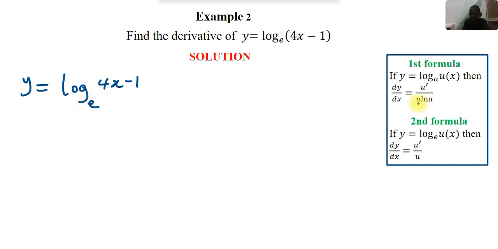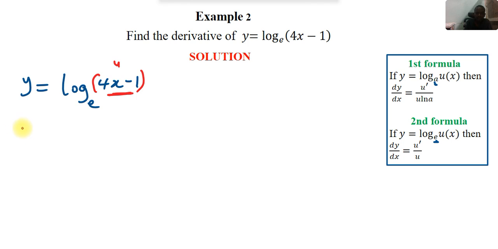So comparing again, you go to our formula again. The formula that is suitable for it again is the one that has the base to be e. So if you look at it very well, the first one has base a. That one we cannot use, but we are going to use the second one. This is the suitable one for this question. And that formula says that our dy dx is going to be u prime over u. So I will take my u to be 4x minus 1. This is my u.